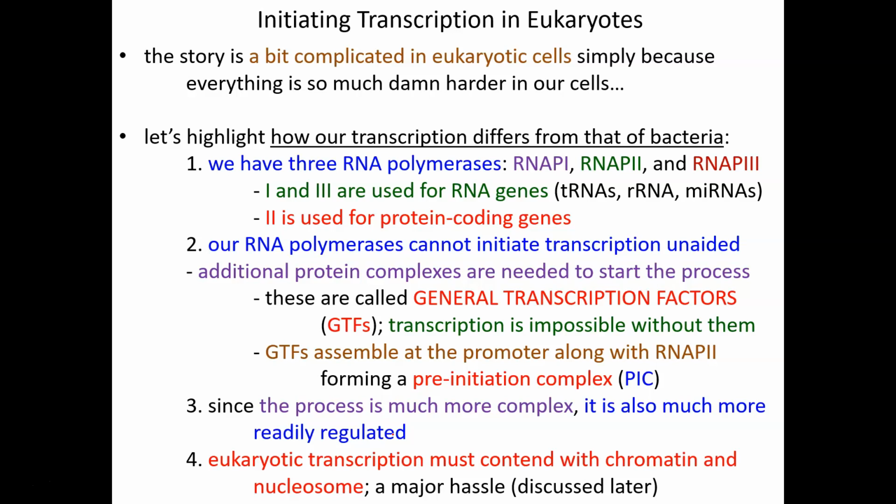Finally, there's no chromatin or DNA compaction in bacterial cells. DNA in bacterial cells is compacted simply by wrapping it, coiling it very tightly, something called supercoiling. There's no nucleosomes, there's no histones. So in order to transcribe DNA and to express genes in eukaryotic cells, those eukaryotic cells have to deal with chromatin. And that's also something we'll discuss in some later lectures.